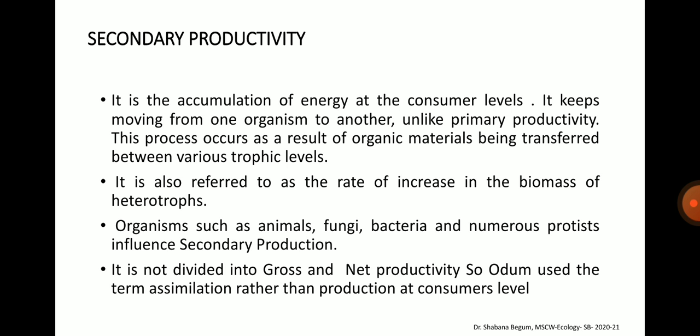It is also referred to as the rate of increase in the biomass of heterotrophs. Organisms such as animals, fungi, bacteria, and numerous protists influence secondary production. The secondary productivity is not divided into gross and net productivity. Hence, Odum used the term assimilation rather than production at the consumers' level.